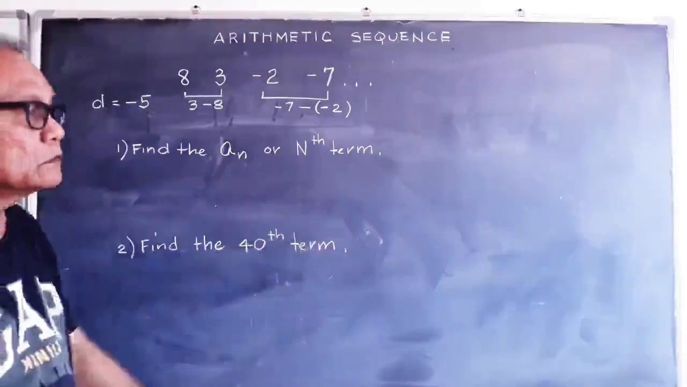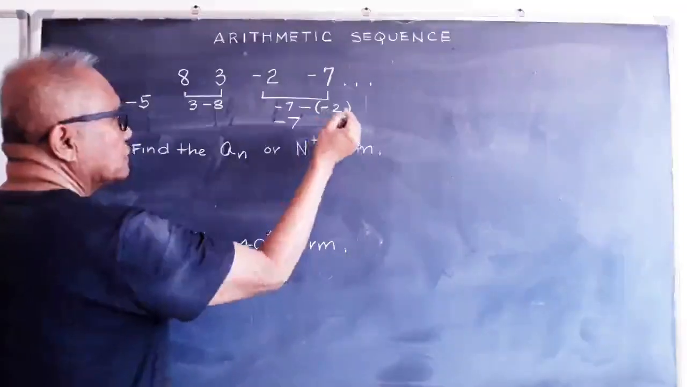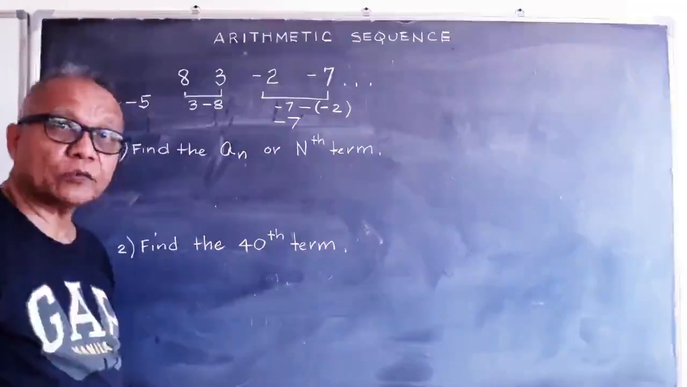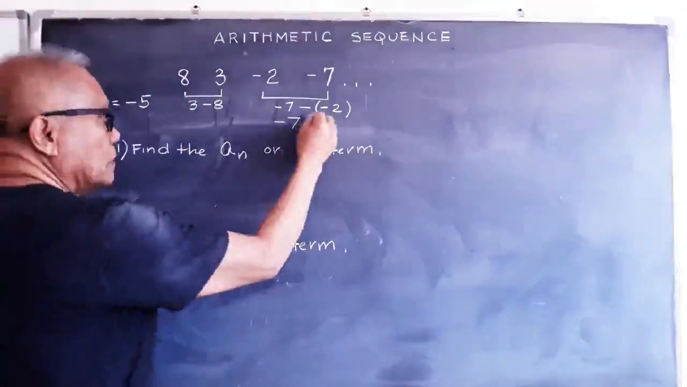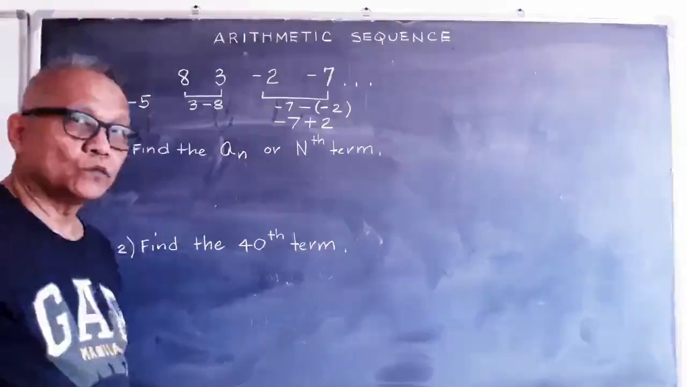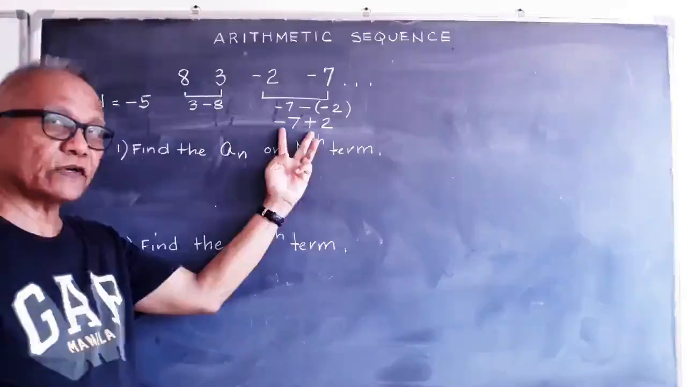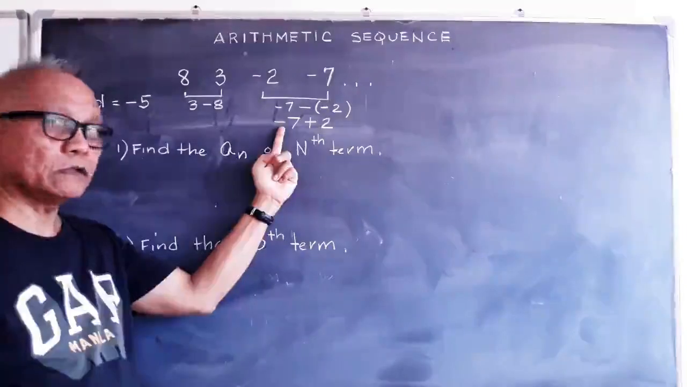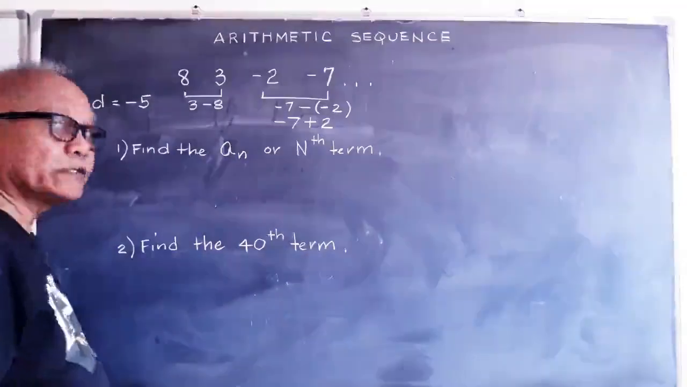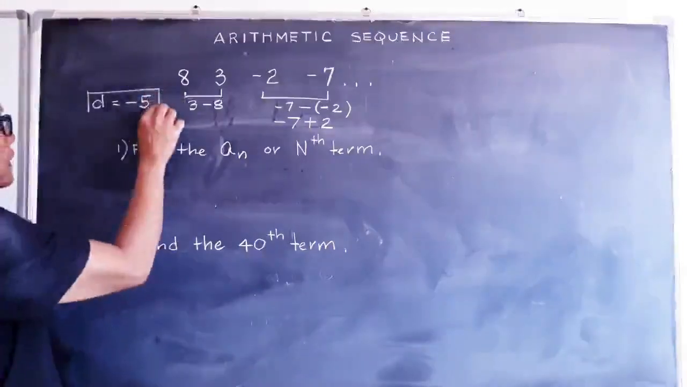This one and this one. When we open that one, it will be negative 7. Negative times negative is what? Like signs in multiplication is positive. So we have plus, and then this one is 2. Signed numbers, unlike signs, we subtract. 7 minus 2 is 5. Sign negative, because 7 is greater than 2. So we still have the same answer, negative 5. So we are going to use the negative 5 here.